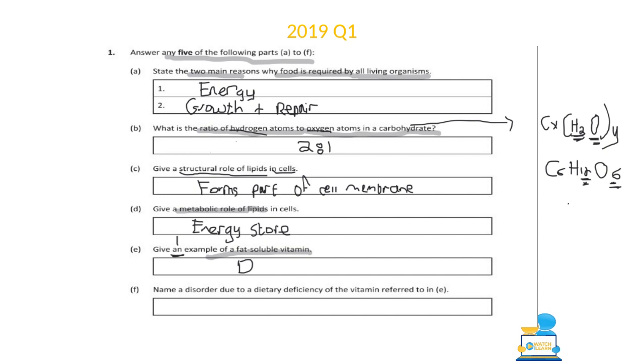Name a disorder associated with a deficiency of this particular vitamin. Again, with vitamin D deficiency, we're looking at rickets as our answer, because they're not specifying whether it's in adults or children, so we can just give rickets. But you could also give osteomalacia, and they're the 2 answers that we could give for vitamin D deficiency.